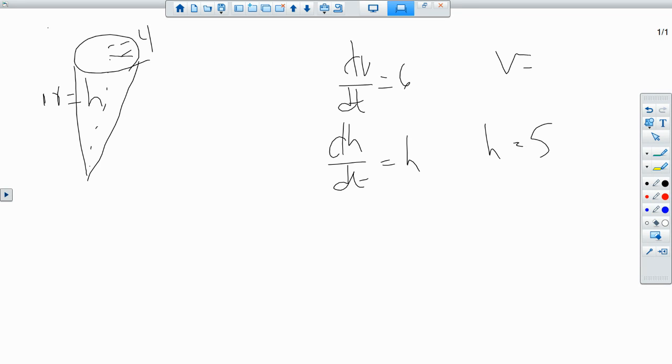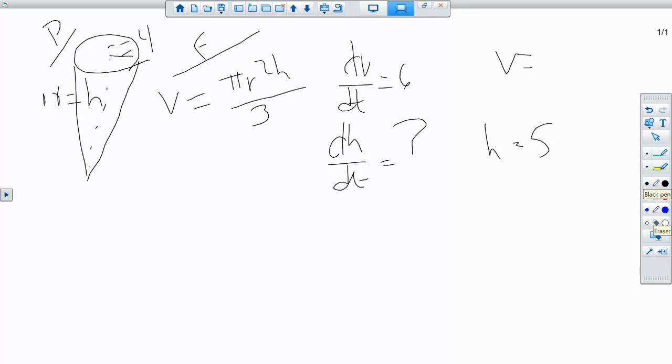What is the formula for cone volume? Pi r squared h over 3, I believe. So the first thing that we have to realize on these problems is that the water level is different than the cone height.